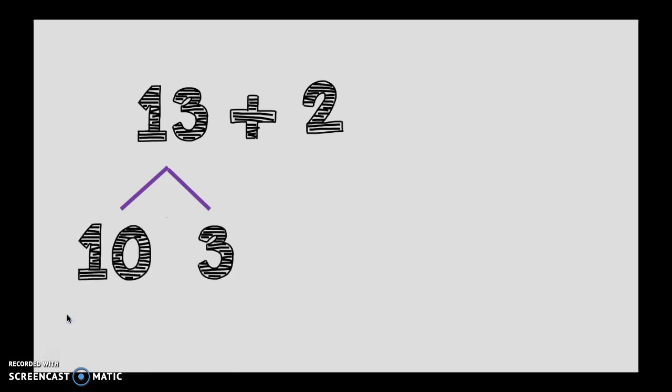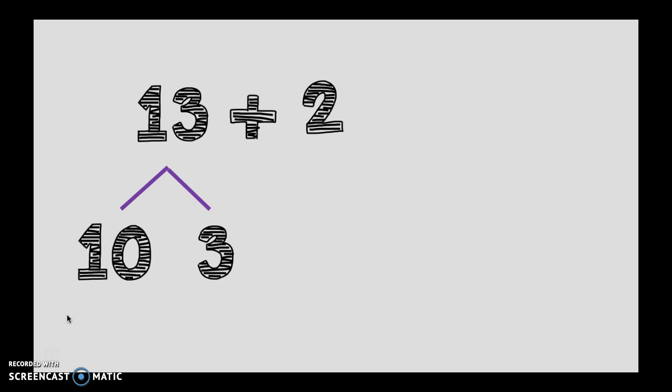So here's the problem that Hank had, 13 plus 2. Well, like we just discussed in his picture, he was just going to add to the ones. So I could do it with a picture, or I could use a number bond. So I'm going to look at 13, and I'm just going to go ahead and separate those into their two parts of tens and ones. So we have a 10 and 3. Those are the parts for 13 that show tens and ones.